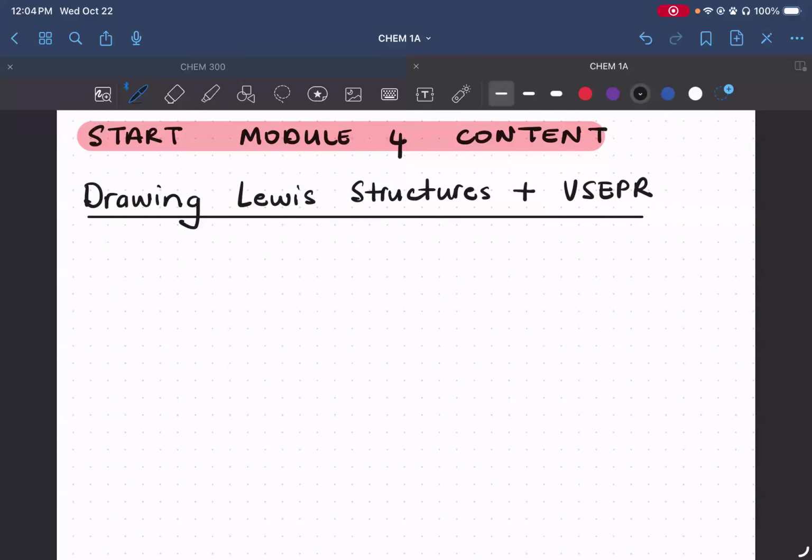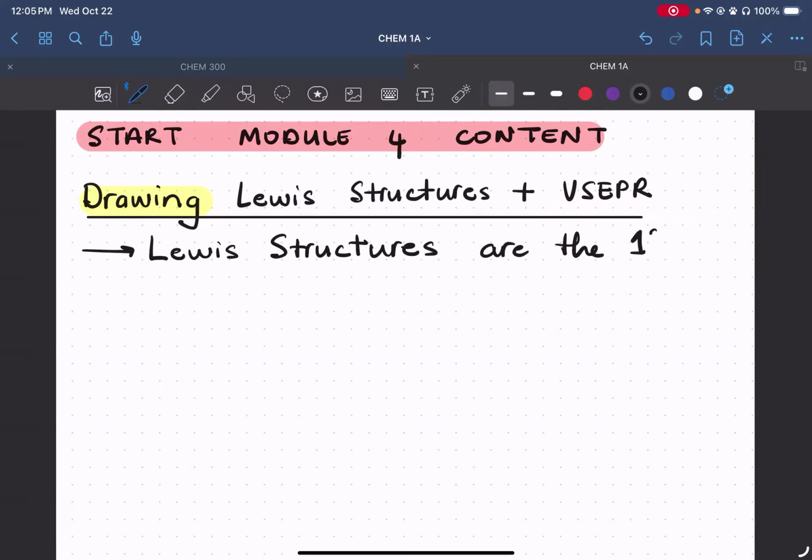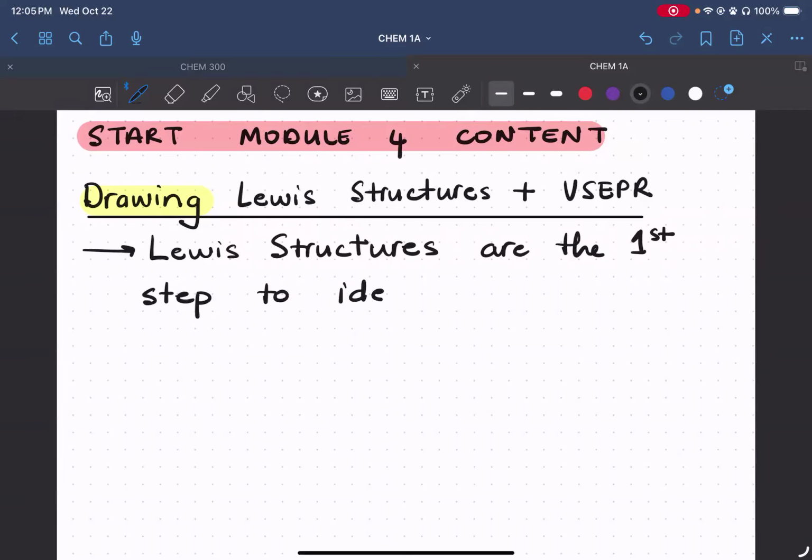Now, as the term suggests, we will be spending a lot of time actually drawing stuff out. But I want to spend some time explaining so we can understand what a Lewis structure is, and of course, what the term VSEPR stands for. To start things off, Lewis structures are the first step to identifying a compound's three-dimensional geometry.